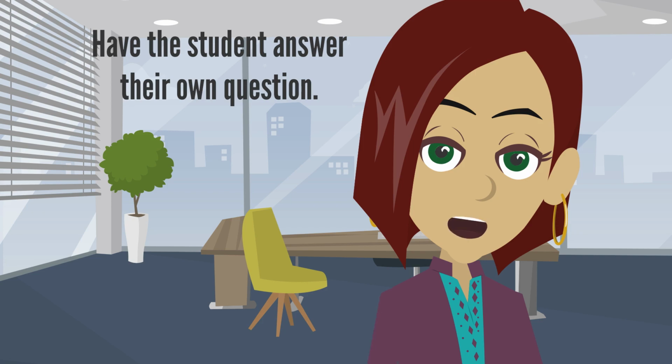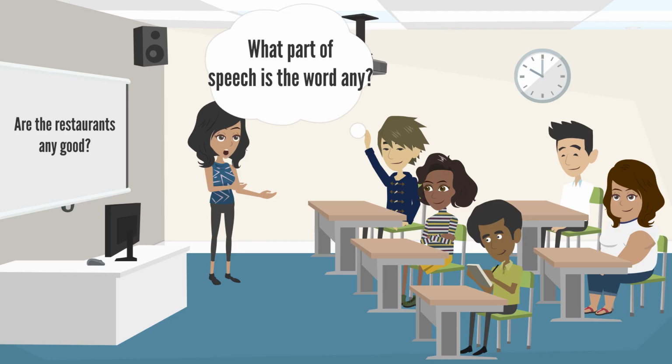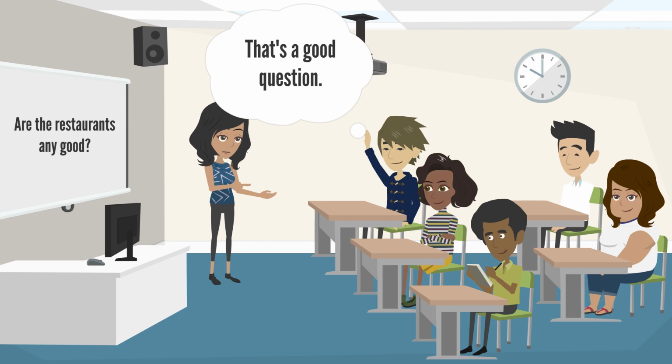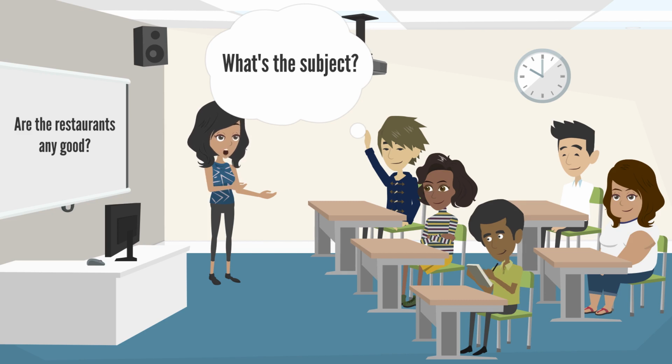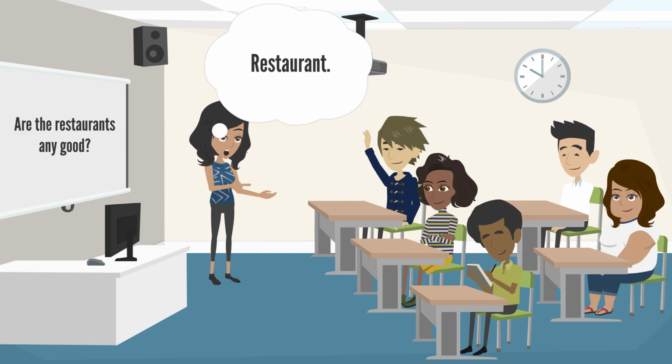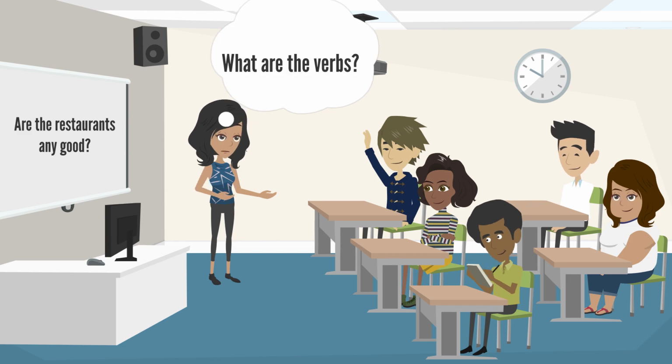It should go something like this. Student: What part of speech is the word any? Teacher: That's a good question. Let's look at the sentence. Now what's the subject in this sentence? Student: Restaurant. Teacher: What are the verbs?